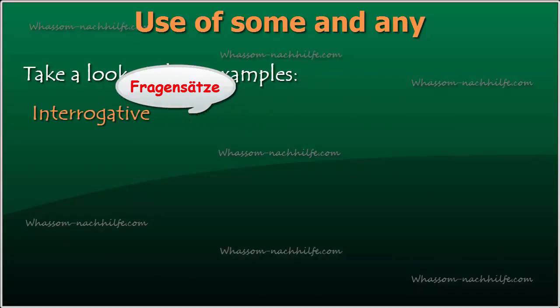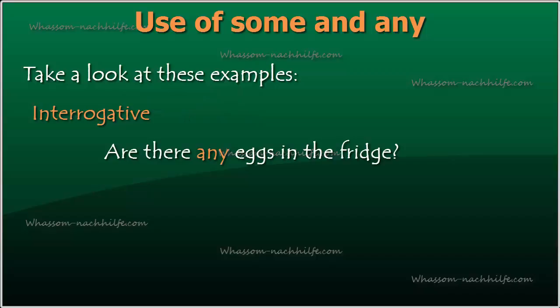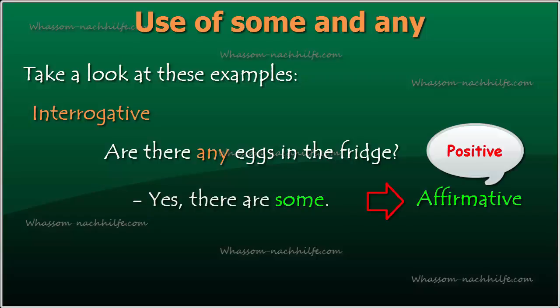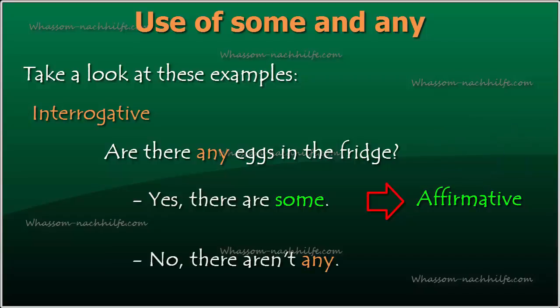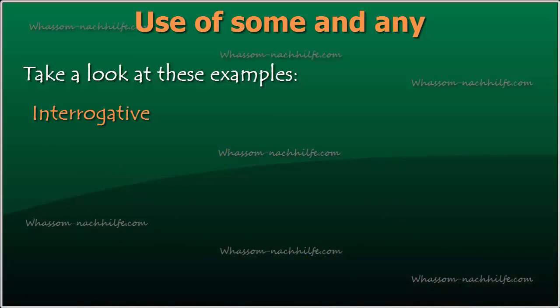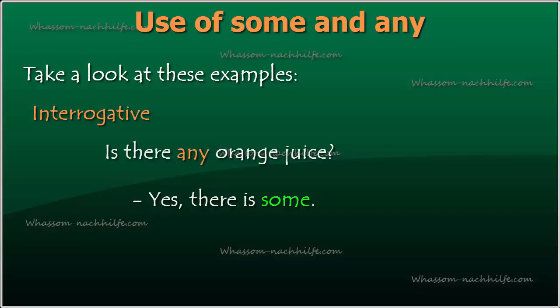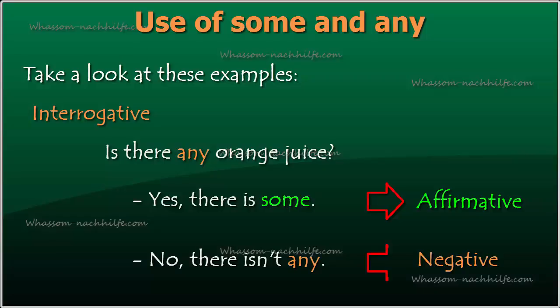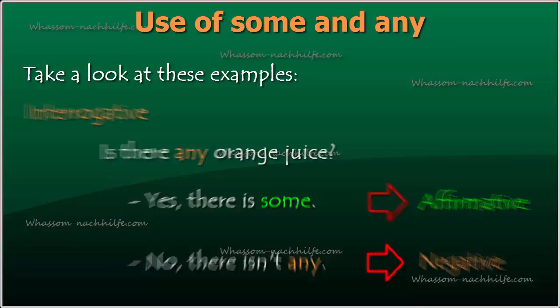In an interrogative sentence, we will have, are there any eggs in the fridge? And the answer is yes, there are some. You can see here that we're using any in an interrogative sentence. And yes comes for the positive answer. Or maybe the answer could be, no, there aren't any, and that's a negative answer. Another example, is there any orange juice? Yes, there is some, which is an affirmative sentence, or no, there isn't any, which is a negative sentence.